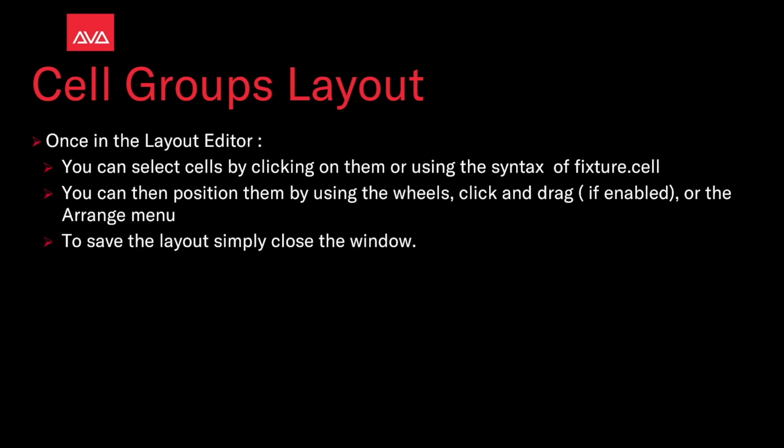Once in the layout editor, you can select the cells by clicking on them or using the syntax of fixture.cell. You can then position them by using the wheels, click and drag if enabled, or the arrange menu. To save the layout, simply close the window. So let's have a look at that.